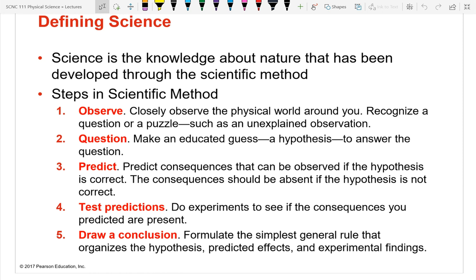But the key to the scientific method is it starts with you observing something interesting. So in both the one I'm going to show you in a second and this one, observation is the first step. You have to be curious if you're in science. Scientists have to wonder why something happens.